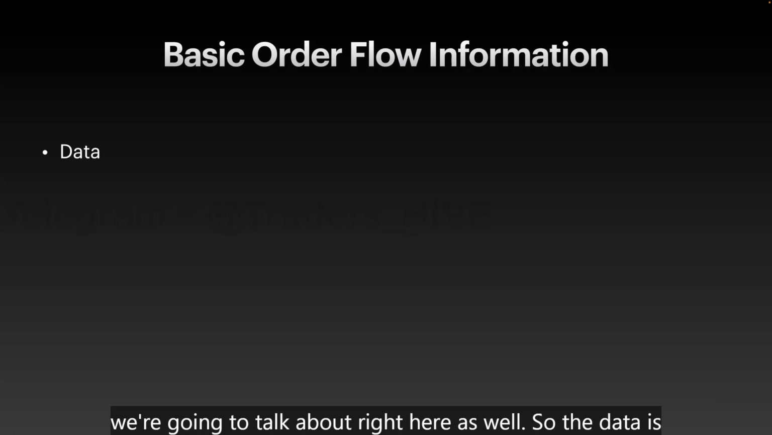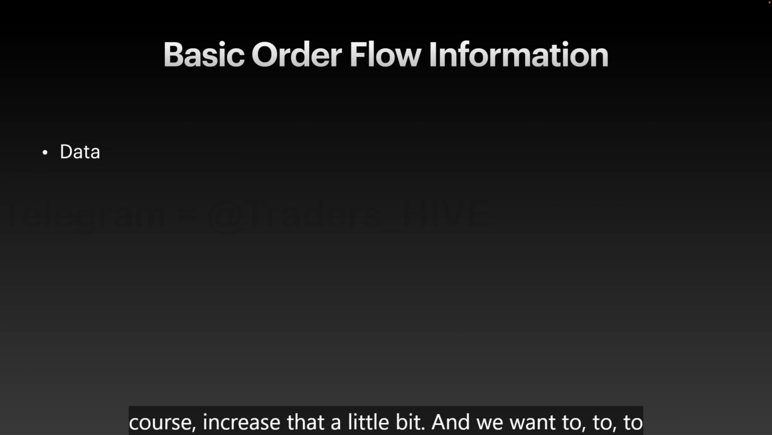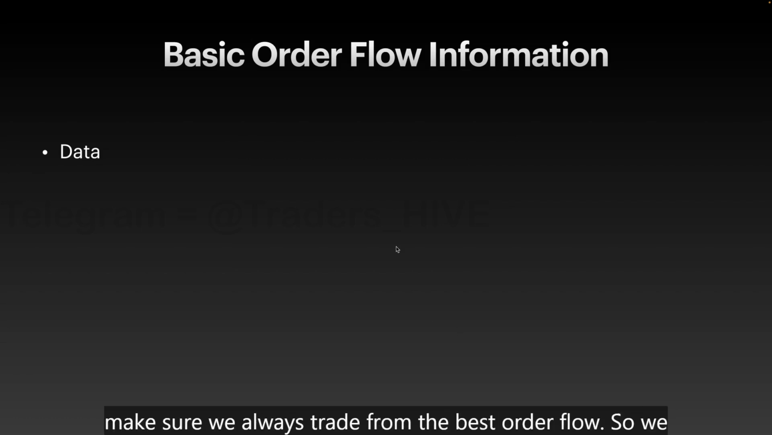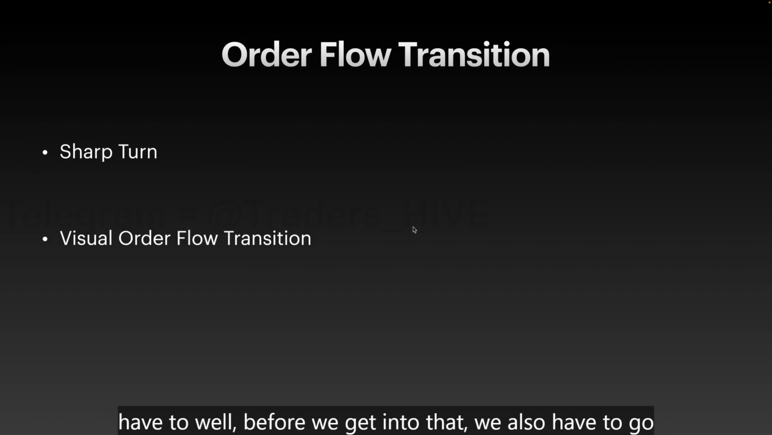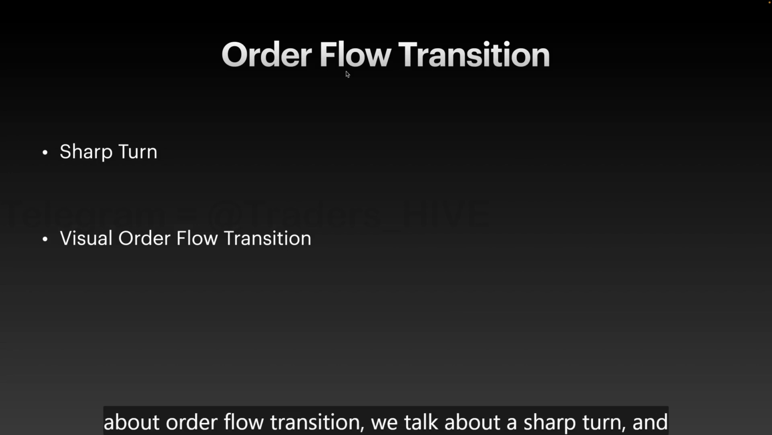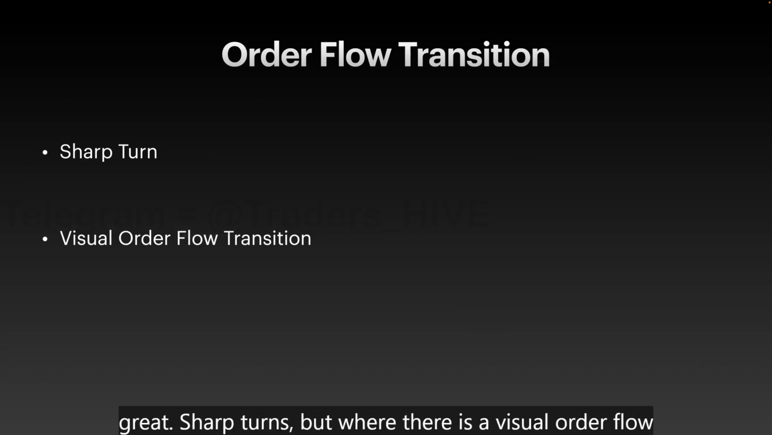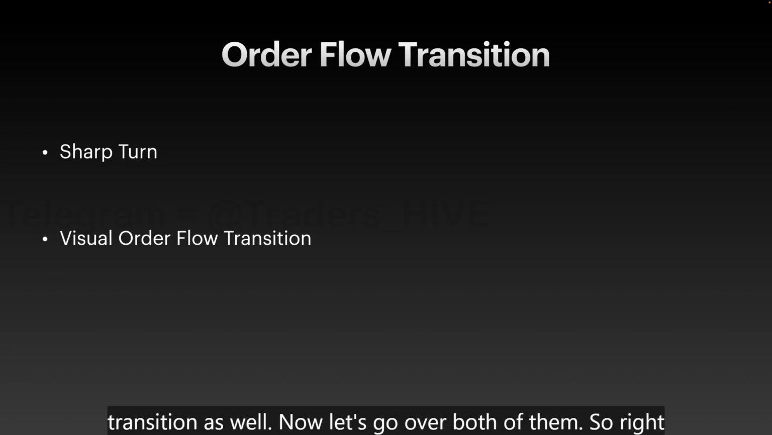So the data is currently supporting the idea that we have, but we want to, of course, increase that a little bit, and we want to make sure we always trade from the best order flow. So, before we get into that, we also have to go over order flow transition right here. Now, when we talk about order flow transition, we talk about a sharp turn, and we also talk about sharp turns that are not necessarily great sharp turns, but where there is a visual order flow transition as well. Now let's go over both of them.